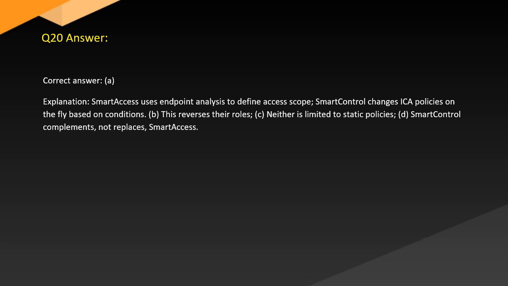Answer. Correct answer: A. Explanation. Smart access uses endpoint analysis to define access scope. The smart control changes ICA policies on the fly based on conditions. B. This reverses their roles. C. Neither is limited to static policies. D. Smart control complements, not replaces, smart access.